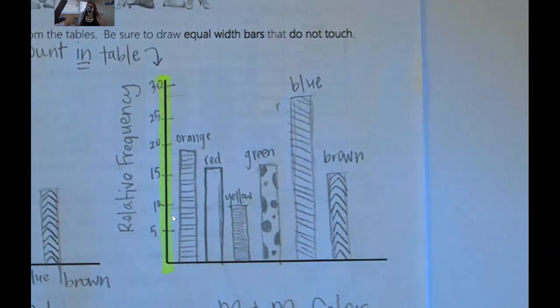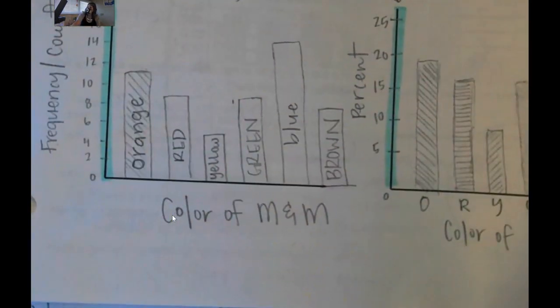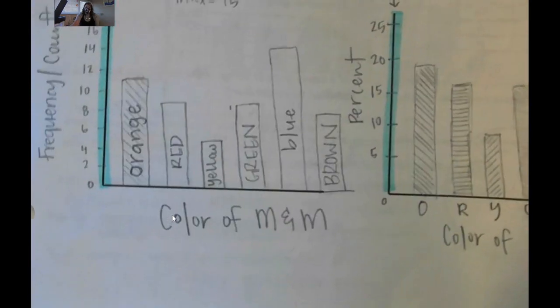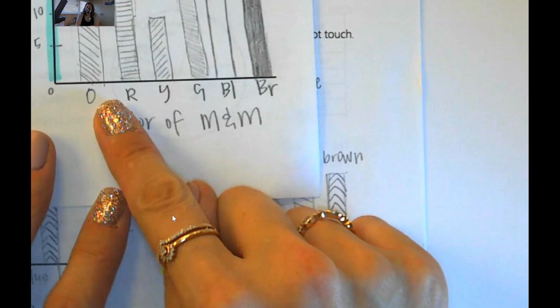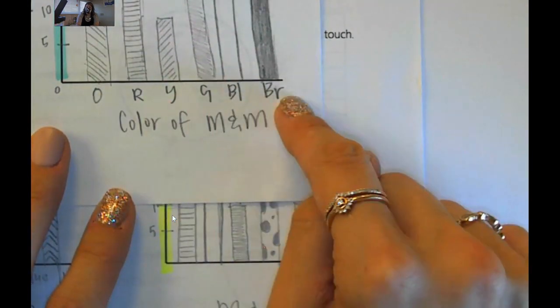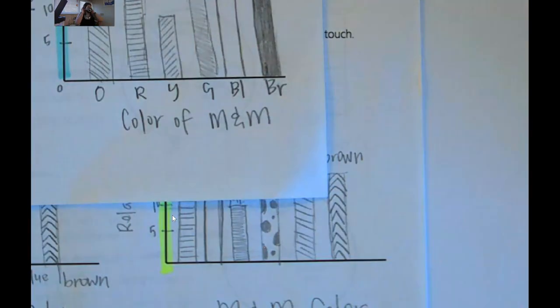Okay, so I labeled my bars slightly differently on the frequency chart just to show you that you have a little bit of freedom on how you label. On my key, I actually went through and wrote the word in the bar chart. On my other key, I just wrote the letter, O, R, Y, G, BL for blue, BR for brown. So you do have freedom when labeling a bar chart.